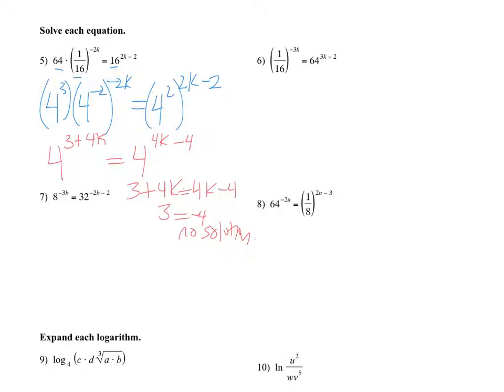We can do number 7 next. 7 is 8 and 32, both of which can be written as powers of 2. So we get 2 to the third to the negative 3b is equal to 2 to the 5th to the negative 2b minus 2.